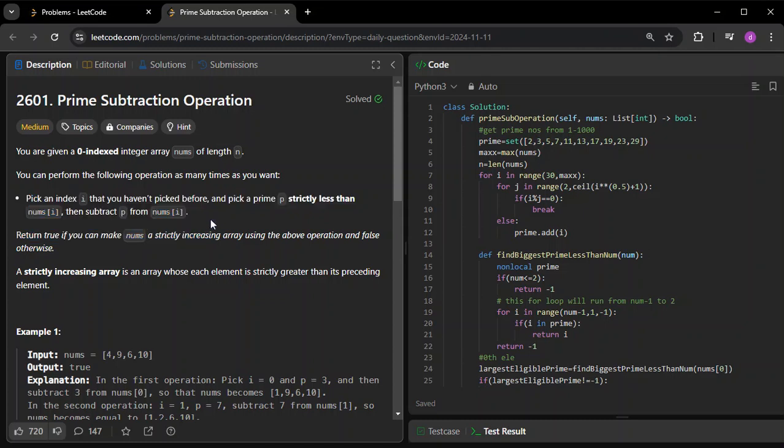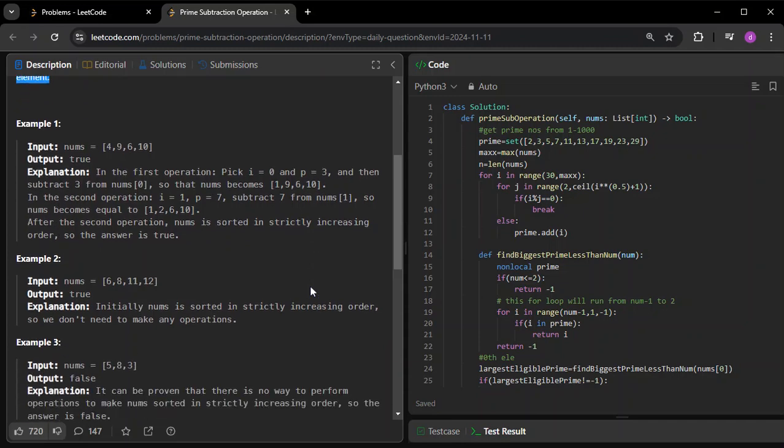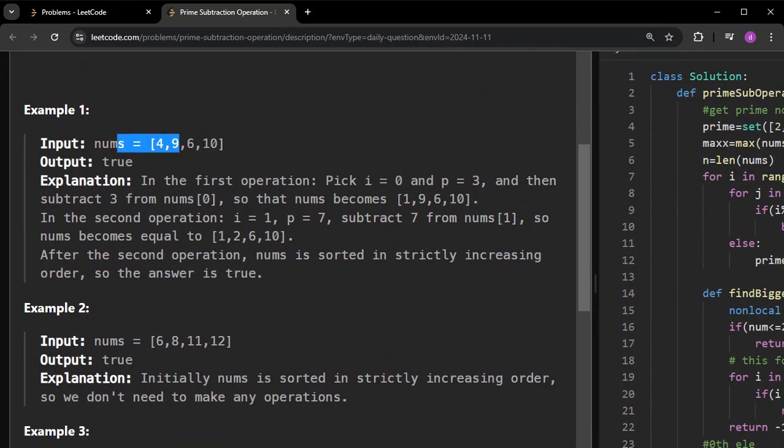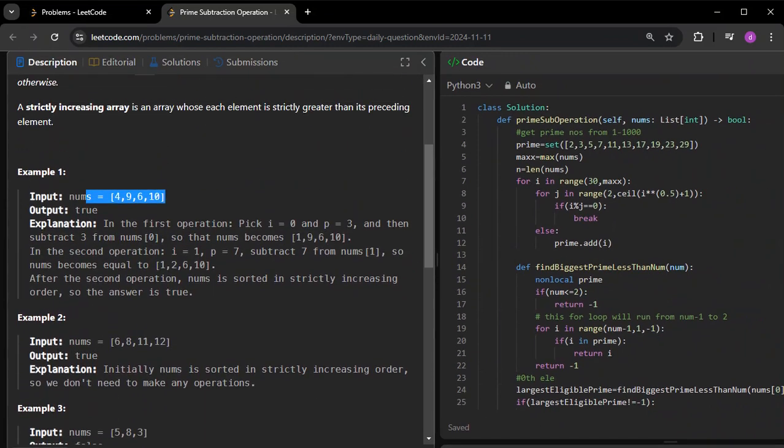The only thing that you have to consider is to return true if you can make nums a strictly increasing array using the above operation, and false otherwise. A strictly increasing array is an array where each element is strictly greater than its preceding element. We'll try to understand this with examples. Coming to this particular example, you can go through the examples. I will quickly show you what I'm doing.